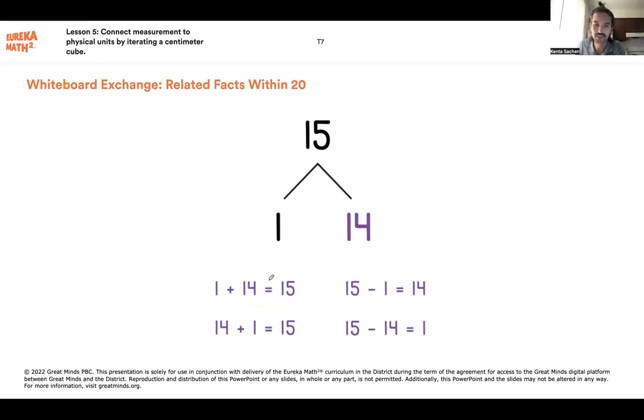Okay, let's read these together. 1 plus 14 equals 15. 15 minus 1 equals 14. 14 plus 1 equals 15. 15 minus 14 equals 1. Good job.